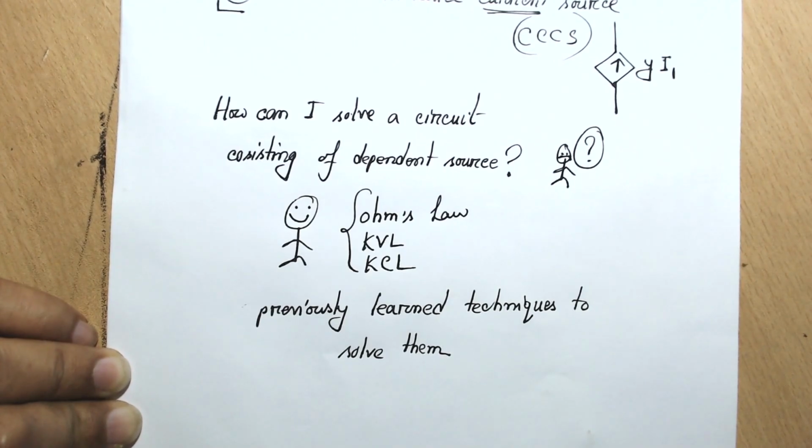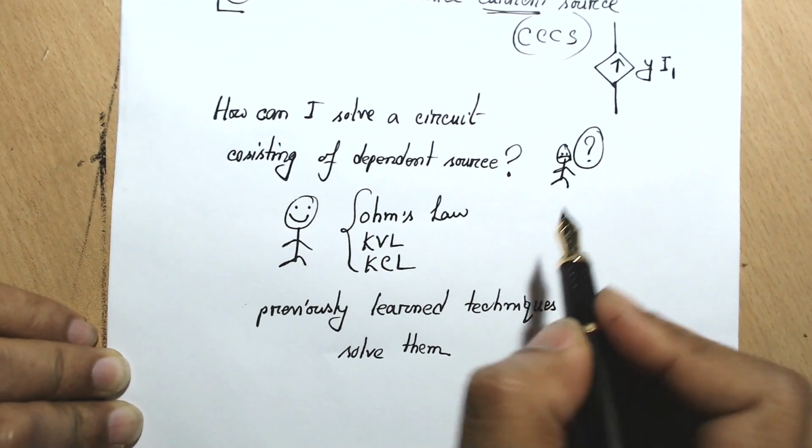So you don't need to panic because it's very easy. There will be just a couple of lines extra in case of this dependent source related circuits and maths. But it won't be something difficult, or something new, or you will not be required to apply any new technique, or any type of new formula to solve this type of circuits. So you should be happy that you have already learned all the basic rules.